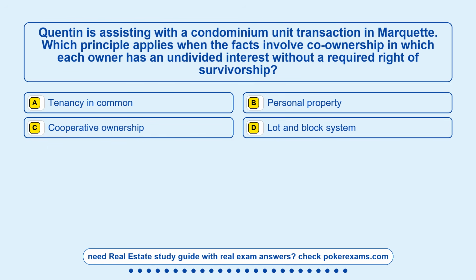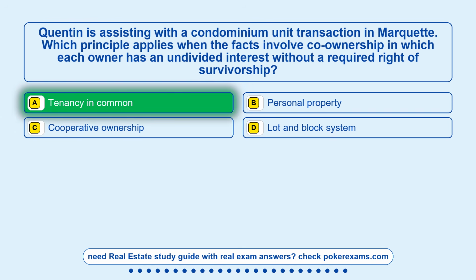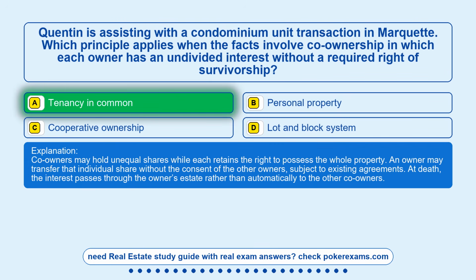Question 20. Quinton is assisting with a condominium unit transaction in Marquette. Which principle applies when the facts involve co-ownership in which each owner has an undivided interest without a required right of survivorship? Option A, a tenancy in common. Option B, personal property. Option C, cooperative ownership. Option D, lot and block system. The correct answer is option A, tenancy in common. Co-owners may hold unequal shares while each retains the right to possess the whole property. An owner may transfer that individual share without the consent of the other owners, subject to existing agreements. At death, the interest passes through the owner's estate rather than automatically to the other co-owners.